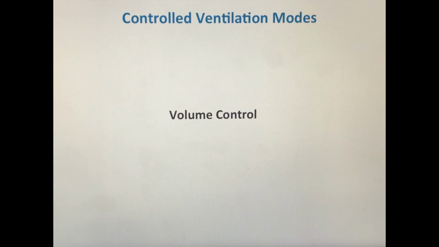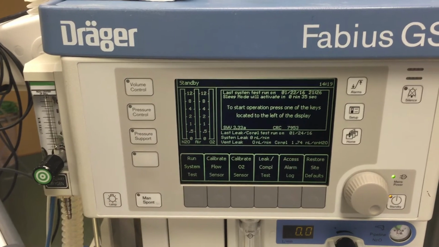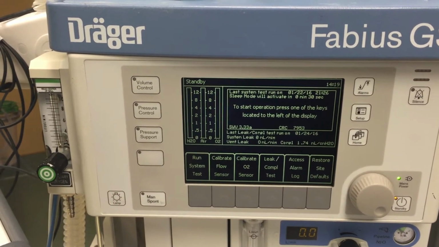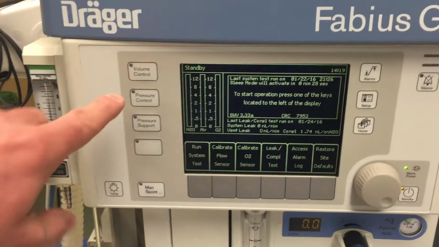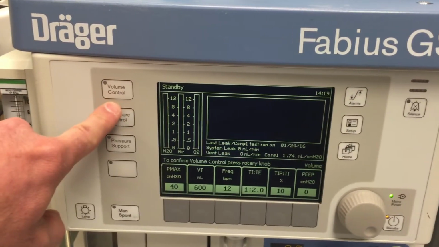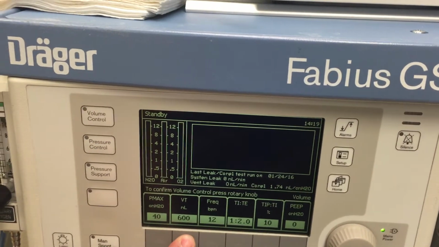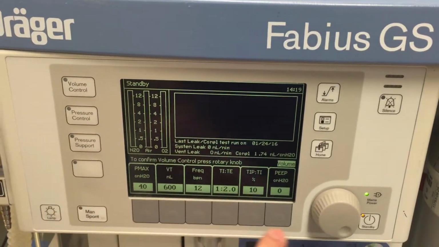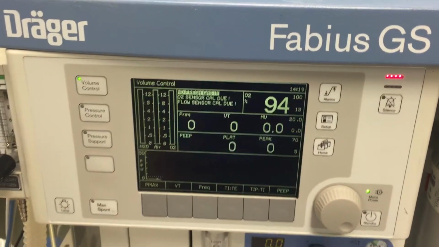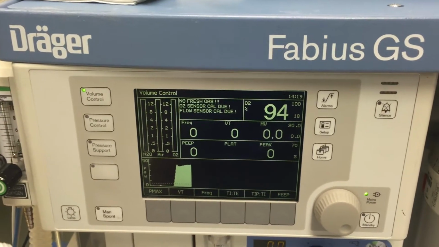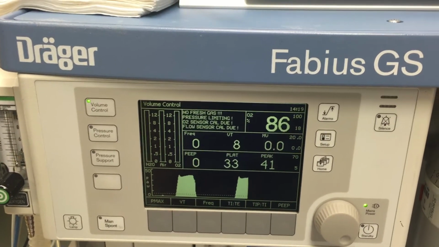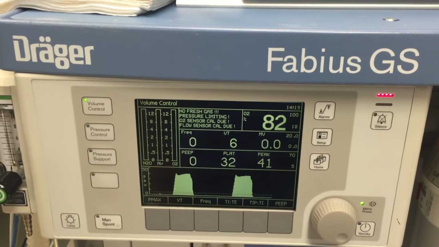The first we will go over is volume control ventilation. Here we're going to demonstrate how to turn on volume controlled ventilation. This is where the anesthesia machine will deliver a set volume. We push volume control. We then set the tidal volume. Here, 600, a rate of 12. We then press go. The anesthesia machine will now deliver a set tidal volume of 600 mLs at a respiratory rate of 12 breaths per minute.